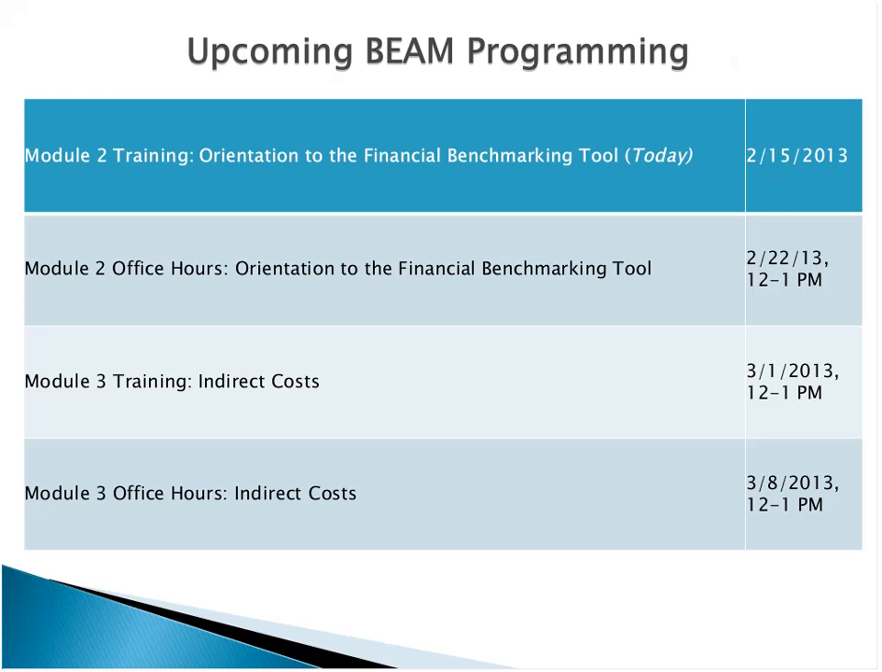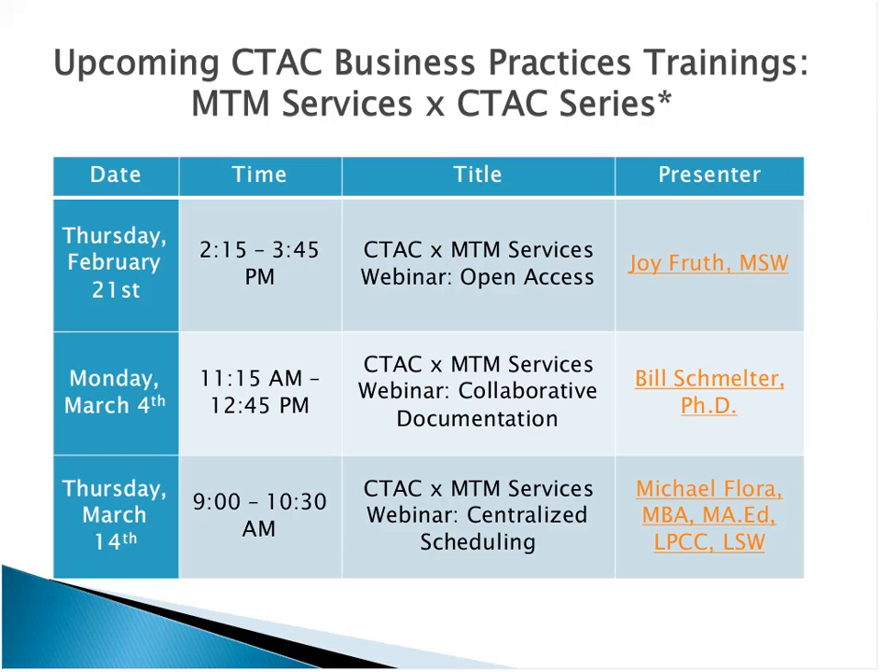A couple of housekeeping things. The office hours is next week, the 22nd, on Friday from 12 to 1. We'll always do all of these at the same time, from 12 to 1 on Friday afternoons. Module 3 on indirect costs will be on the 1st of March from 12 to 1, and the office hours for that will be on the 8th of March from 12 to 1.